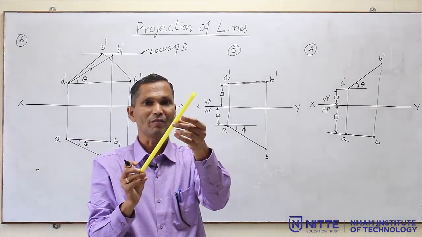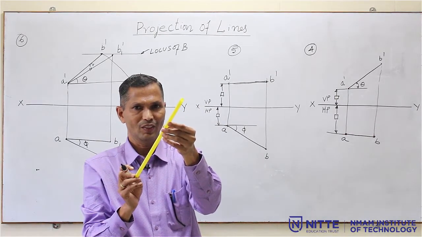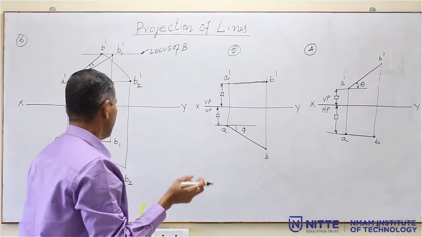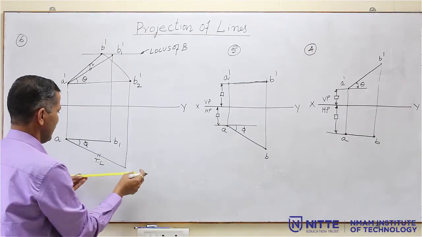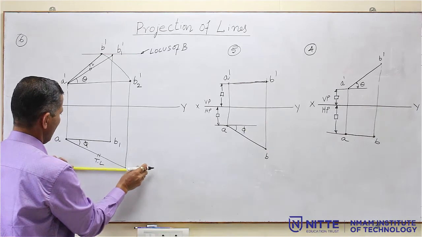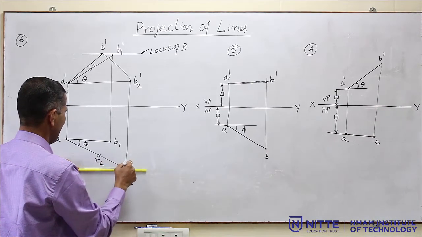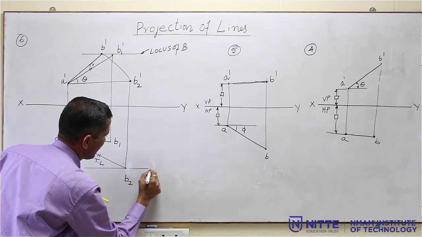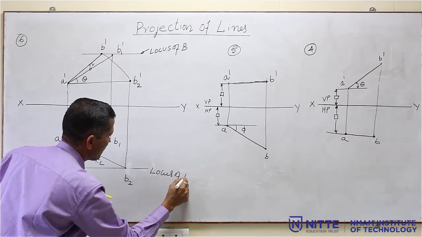This is the actual position when it is inclined to both VP and HP, how it looks. Similarly, in the same fashion, I can get the B here. Draw the locus, light line, this is the locus of B.